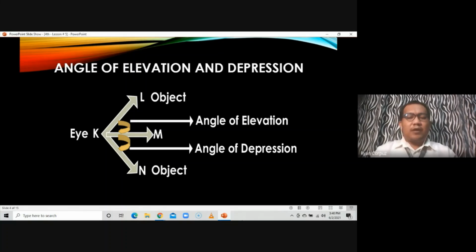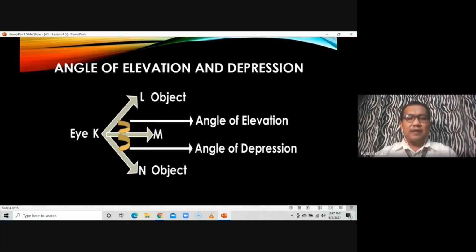So we know already how we are going to form an angle of elevation and an angle of depression. From the horizontal, if you are looking for an object above you from the line of sight, you can form an angle of elevation. And from the horizontal, if you are looking for an object below you, which is the line of sight, you are also going to form another angle which is called the angle of depression.